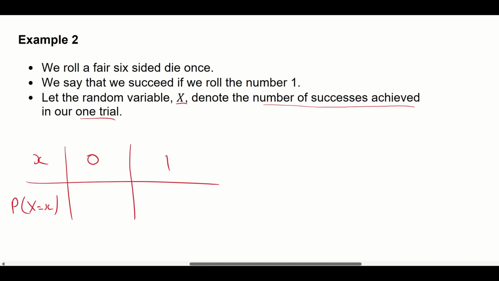The probability that x is 1, the probability that we succeed, happens if we roll the number 1, which is 1 in 6. Which means the probability that we fail is 5 out of 6. So in this particular case, x is a Bernoulli distribution with a probability of success of 1 over 6.